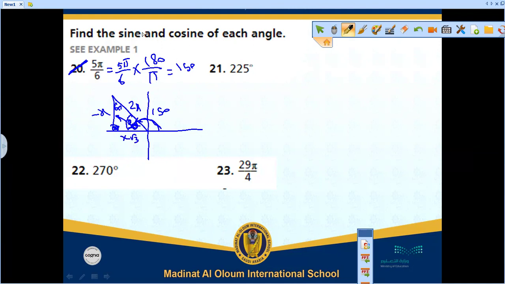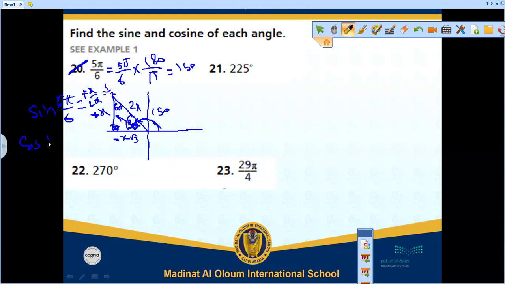I need what? I need sine. It's easy. Sine of 5 pi over 6, I would use this triangle. Opposite over hypotenuse, x over 2x. This one is not negative, only this one is negative. This one is positive, guys. It means it's a half.